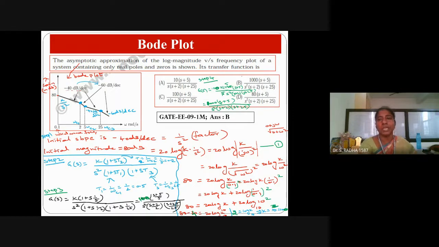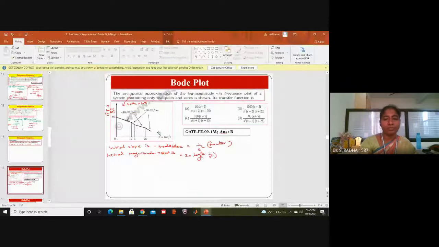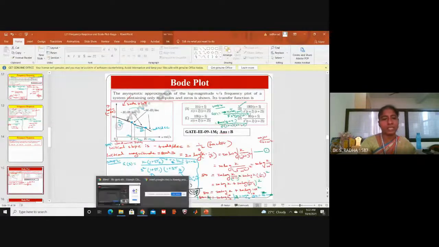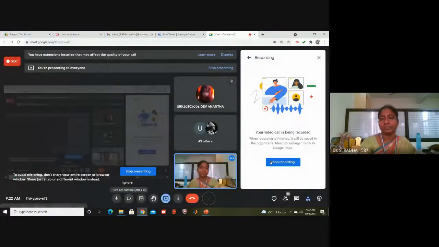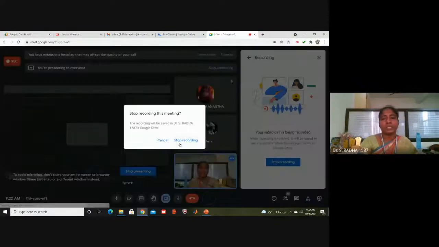Now the option B, I got it. A small mistake I made in the simplification; all other procedures are correct, and now I have rectified that. The final answer is option B. This is about the transfer function when the diagram is given.